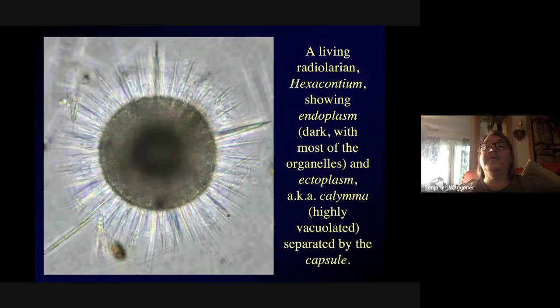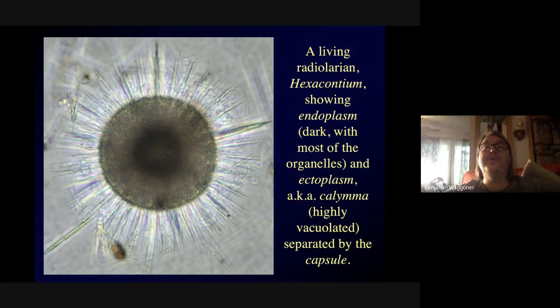A little bit cooler, there's a living rad, or radiolarian. On the inside of the cell, you have most of the organelles. That's a dark endoplasm. And then in the outside of the cell, the ectoplasm is full of bubbles. It's almost frothy. You know, this is almost like a spherical cappuccino with the froth on the outside and the dense stuff on the inside. And the two are separated by a membrane structure called a capsule.